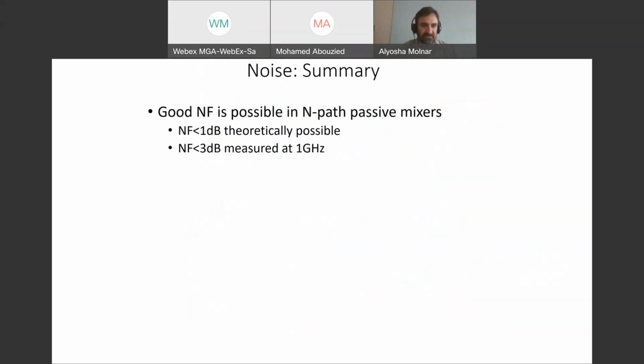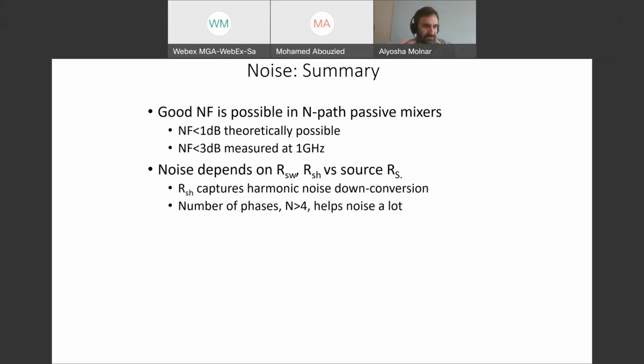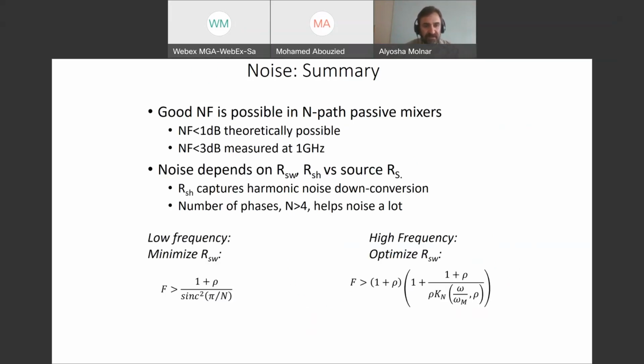So in summary, if you think about noise here, good noise figure is possible in passive mixers. Theoretically, you can get less than a dB. Many people now have measured less than 3 dB noise figures in the 1 gigahertz range. And that noise depends on the relationship between the switch resistance, shunting loss impedances, and the source impedance, where that shunting captures the harmonic noise down conversion and signal up conversion. And making N bigger does help a lot. So if we look at the goals, if you're at sufficiently low frequency, your goal is just to minimize R switch. You just make your transistors really wide. When you go to high frequencies, it's more complex, and you have to optimize that R switch.